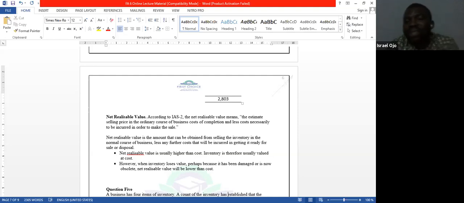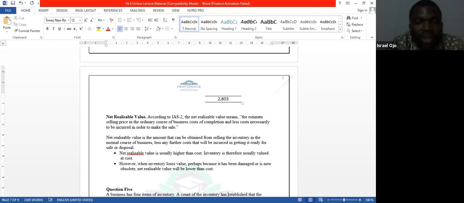So it is that 14,000 you are going to compare to the initial cost that you have calculated. Now, this net realizable value assessment is what we call subsequent measurement. It means that over time, you have to check that the amount at which you have carried your inventory is reasonable, that you have not overstated your inventory, because overstating your inventory, like I said at the beginning of the class, will affect your profit.